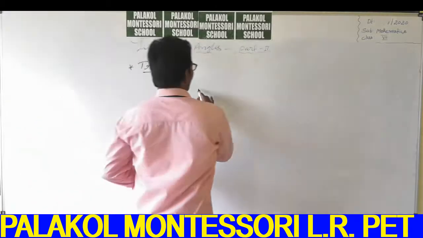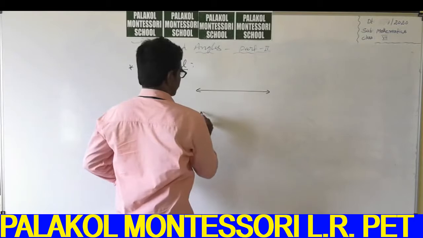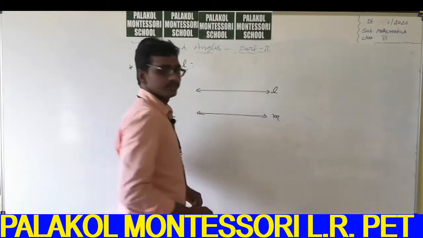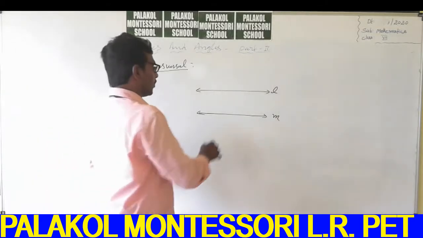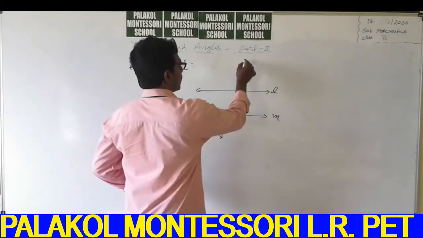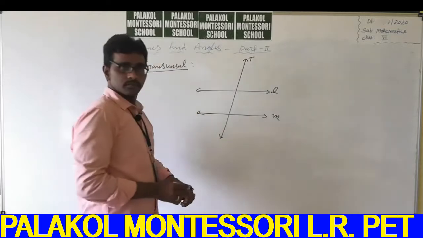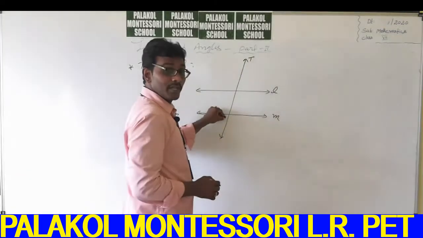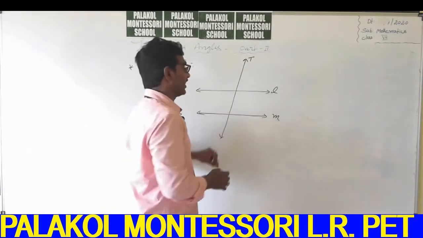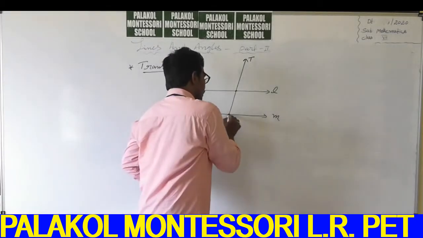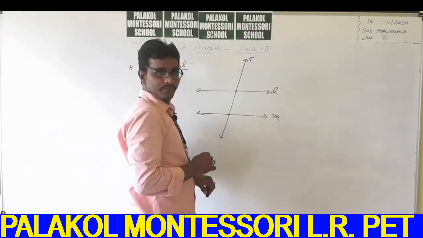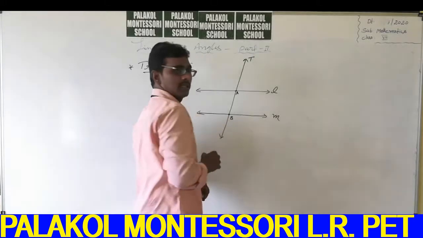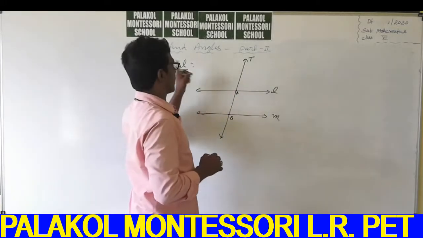Now I draw two parallel lines on the blackboard, that is L and M. I draw one more line. This line is T. Guys, this line intersects the two parallel lines at two distinct points. Here it intersects at A, and there it intersects at B. That line is called a transversal.